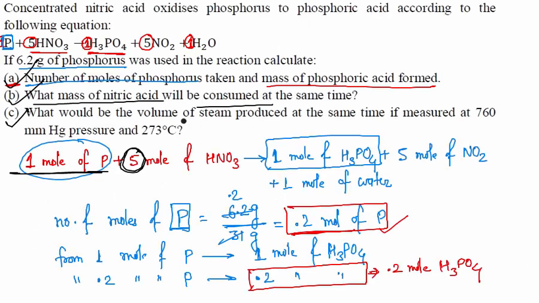C part, look at this, what would be the volume of steam produced? So first see how many moles of steam are produced in this case. 1 mole of phosphorus produces 1 mole of water, so 0.2 mole of phosphorus will produce 0.2 mole of water vapor, or in that case here, steam. Okay, 0.2 mole of steam.